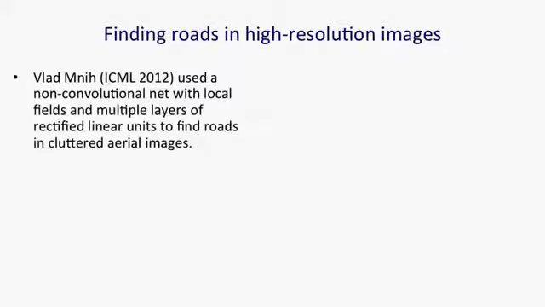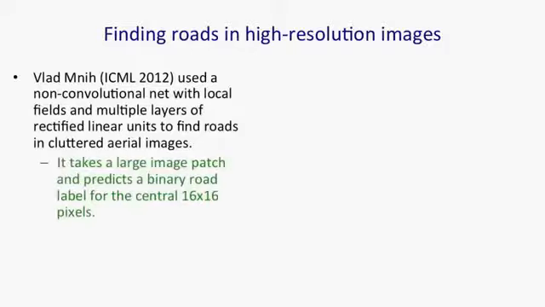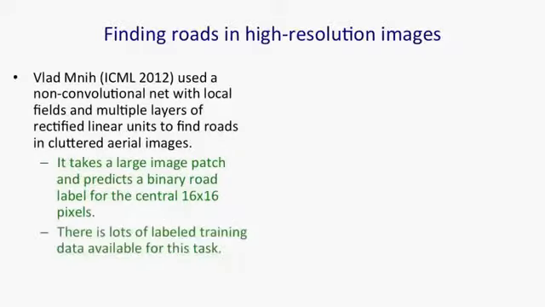So Vladimir Mnih used a net with local fields, but without convolution, to extract roads from aerial images. These are cluttered aerial images of urban scenes. Again, he uses multiple layers of rectified linear units, and he takes a relatively large image patch and predicts for the central 16 by 16 pixels whether each of those pixels is a piece of road or not a piece of road. The nice thing about this task is that there's a lot of labelled training data available.